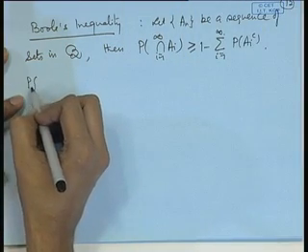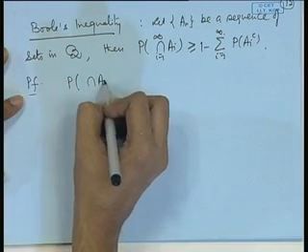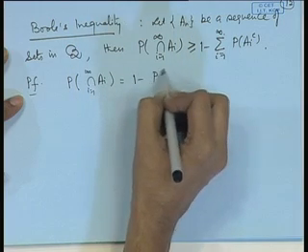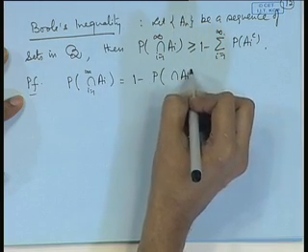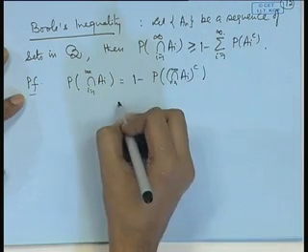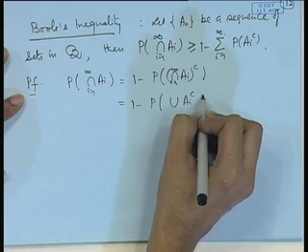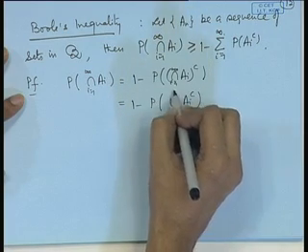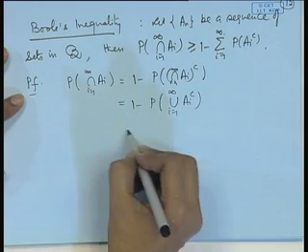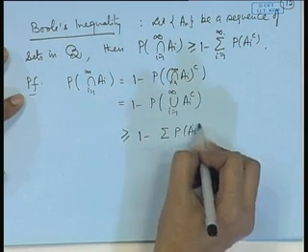To prove this, we simply use the subadditivity, because we can write the probability of the intersection of A_i, i from 1 to infinity, as 1 minus the probability of the intersection of A_i complement. Now, this can be written as 1 minus the probability of the union of A_i complement by using De Morgan's laws. At this stage we can use the countable subadditivity. So this will become greater than or equal to 1 minus the sum of the probabilities of A_i complement.